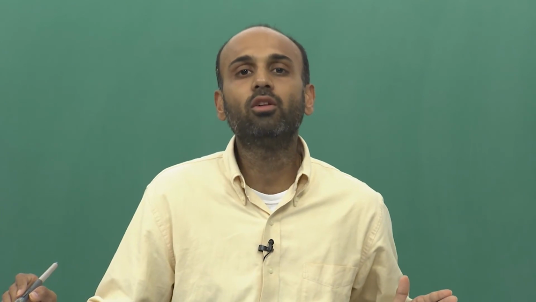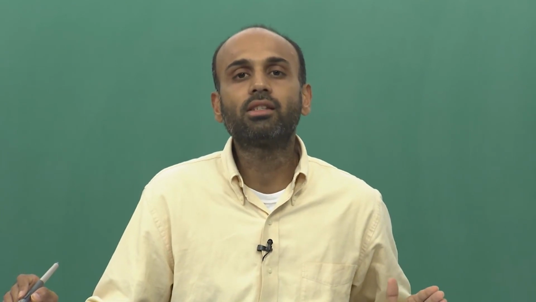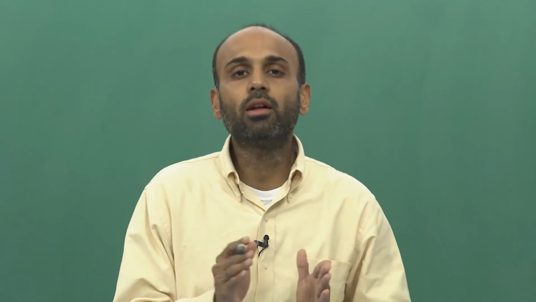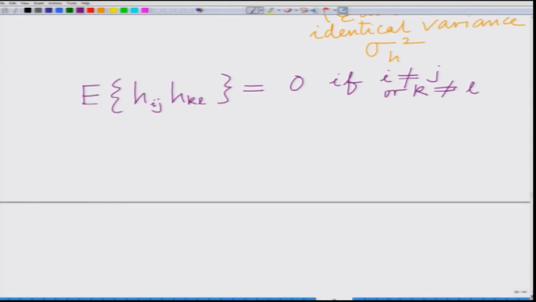The expected value of the product H_ij H_kl is 0. Of course, we are assuming they are independent, so naturally it also follows that they are uncorrelated. If you take any two distinct channel coefficients, the cross correlation between them is 0.